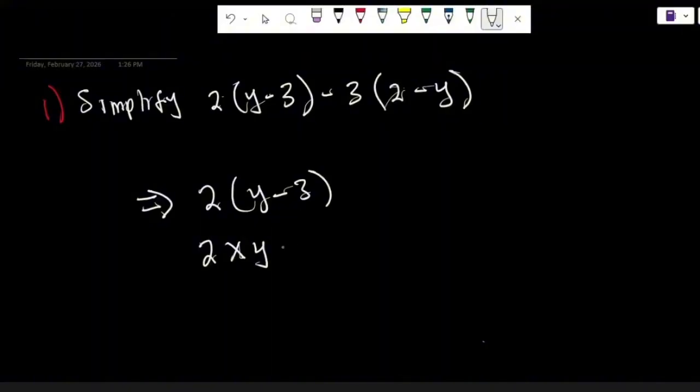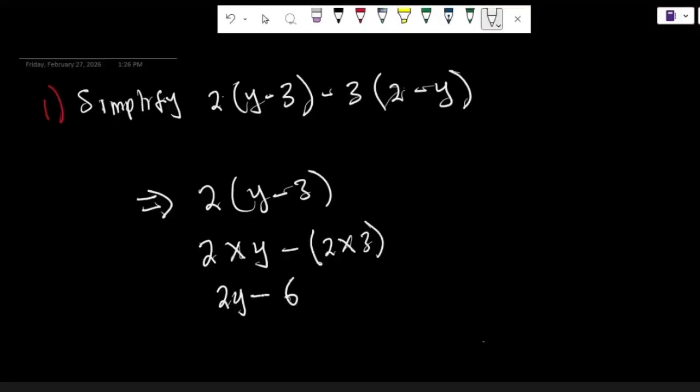So we can just write the negative sign here. And here we can say this is 2 times 3. So this is the first part. And this is going to be 2y because 2 times y is 2y. And this is 6 because 2 times 3 is equal to 6, times negative 1. This is going to give us negative 6. So this is the first part.